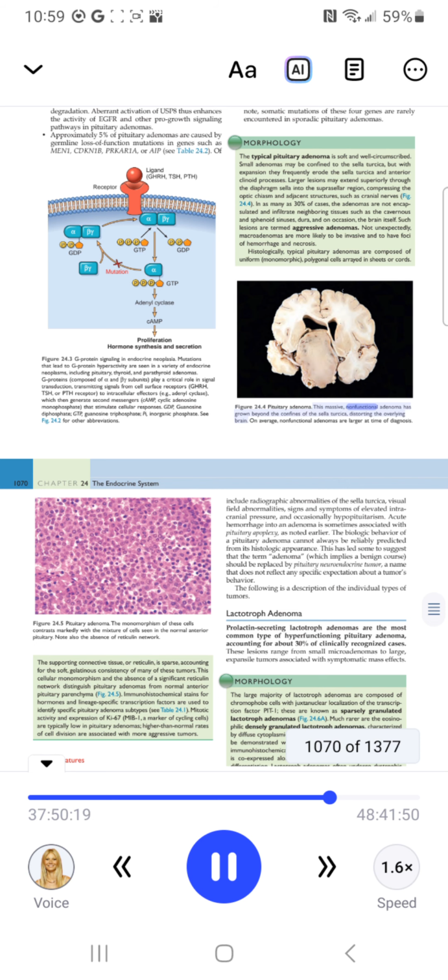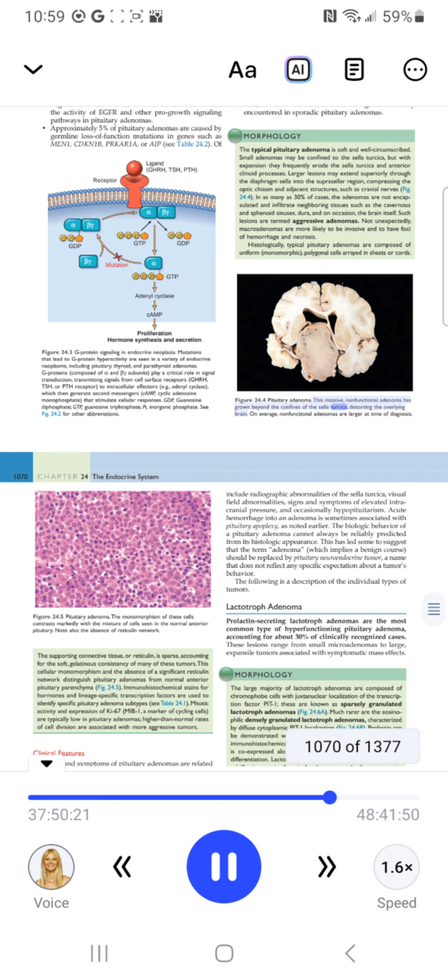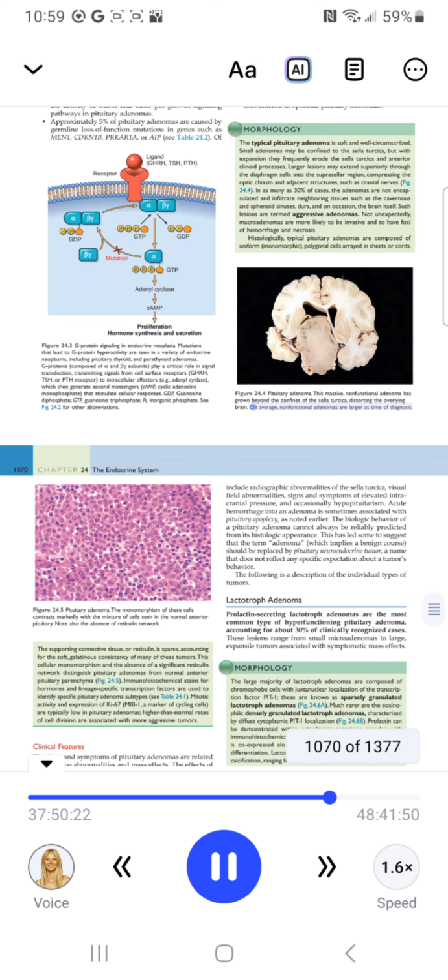Figure 24.4, pituitary adenoma. This massive, non-functional adenoma has grown beyond the confines of the sella turcica, distorting the overlying brain. On average, non-functional adenomas are larger at time of diagnosis.